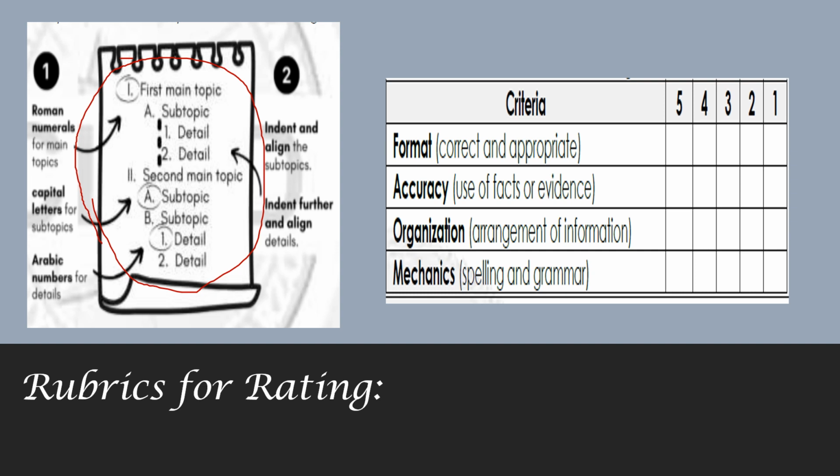Okay? Accuracy, use of facts and evidence. So, titingnan natin kung tama ba yung mga inilagay nyo dyan. Organization, arrangement of information, yan naman ay madali lang. And then mechanics, spelling and grammar. And class here sa mechanics, titingnan ko kung nakakapital ang inyong mga first word. Or sabihin na natin first letter of your first words. Okay? So again, this is your performance output for 20 points.